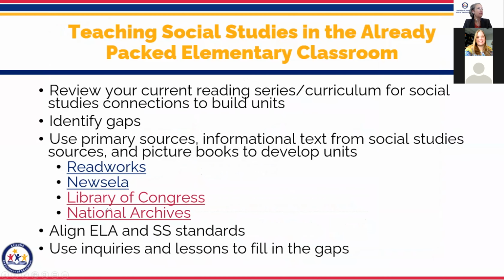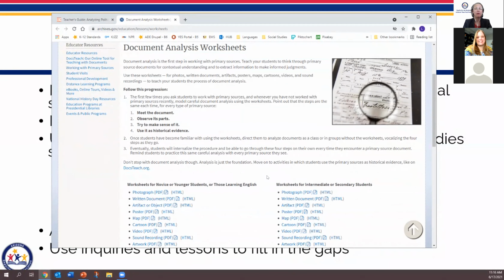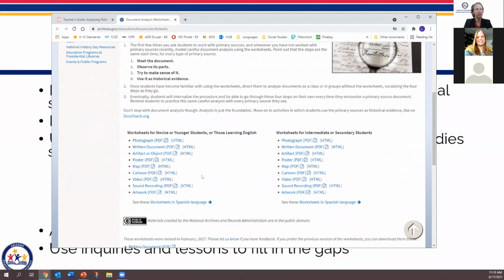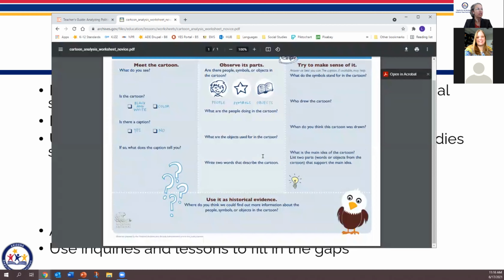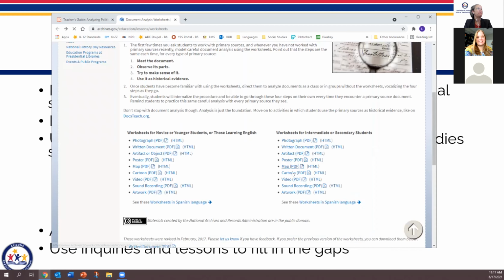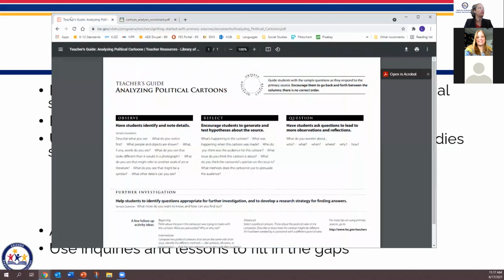I do also like the National Archives for a couple of different reasons. Maybe you teach different levels, or if you have to move up, it's nice that they've taken essentially the same questions that the Library of Congress has, but they have geared it more for emerging readers, where it's a little bit more scaffolded. And then they also have it for intermediate or better readers. So you can make those kinds of differentiations.